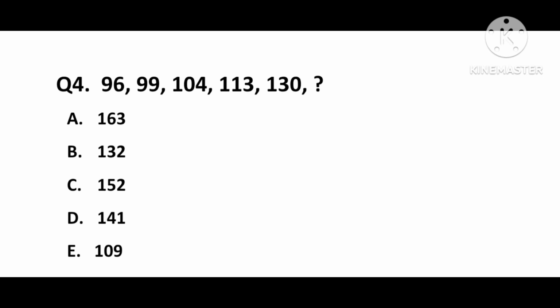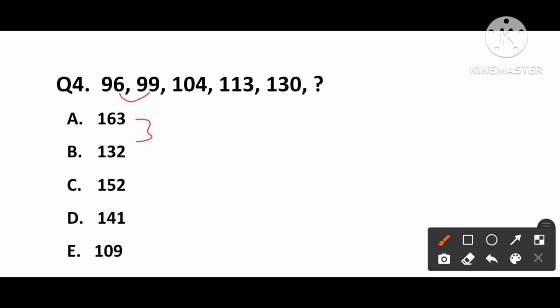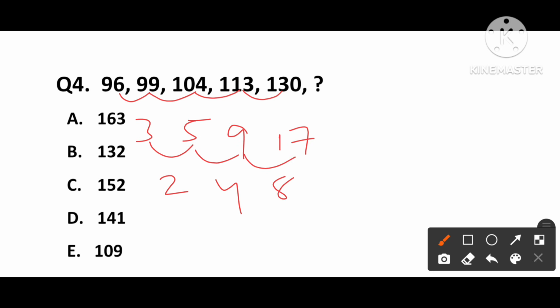Now we are moving to question number 4. Here we see the difference between these two is 3. Here 5. The difference between these two is 9. 20. It is 17. Let's see a double difference. The difference is 2, 4, 8. The next difference must be 16. So 16 and 17 which will be 33. So the difference here is 33, which means the answer will be 163. Option A is the answer for this question.